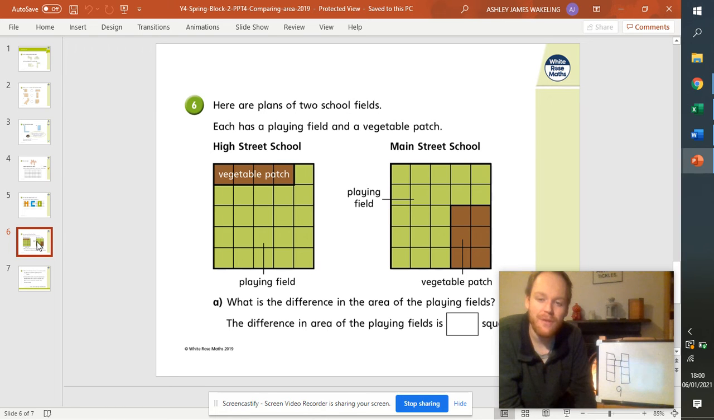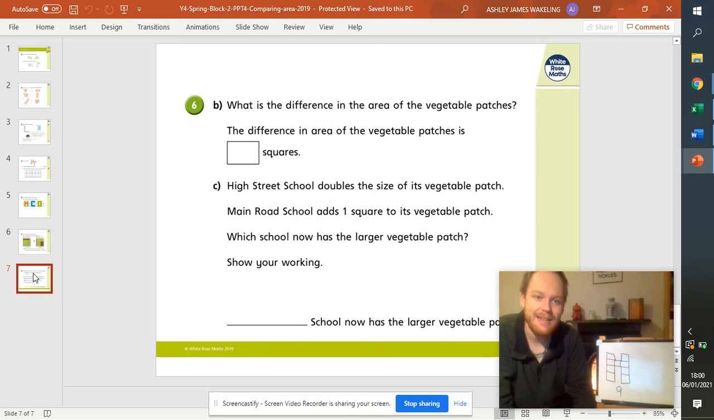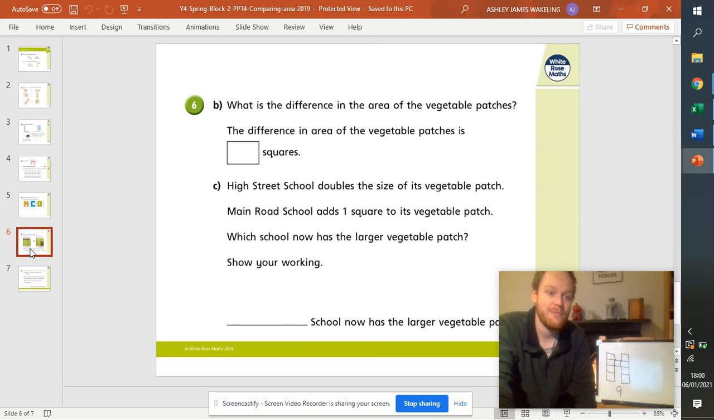Now, the way you're going to have to work this one out is you're going to have to work out how much area each one takes out and then work out the difference. Now, when we're looking for difference, we're taking away the smallest number from the biggest number. So start with a big number, take away the smaller number, gives you your difference. And number 6, B, so it's carrying on from the question before. What's the difference in the area of the vegetable patches?